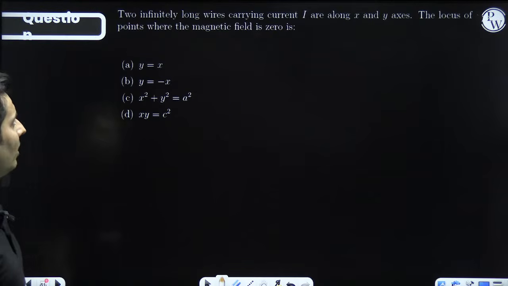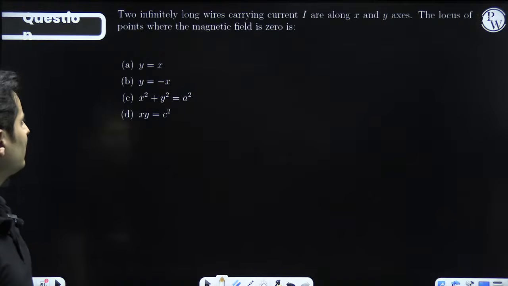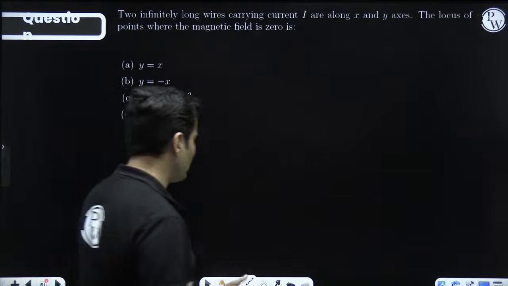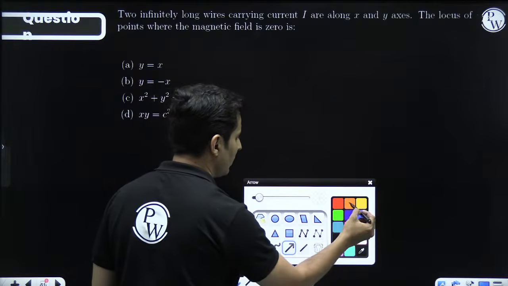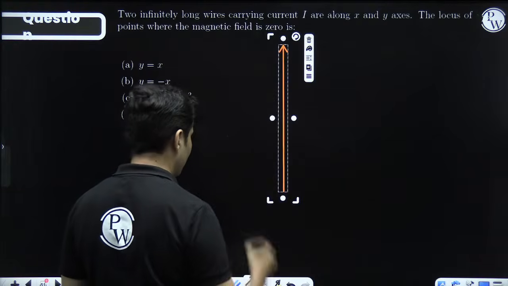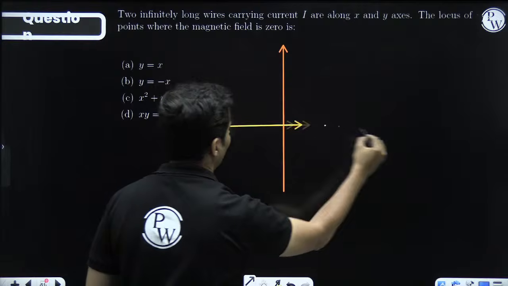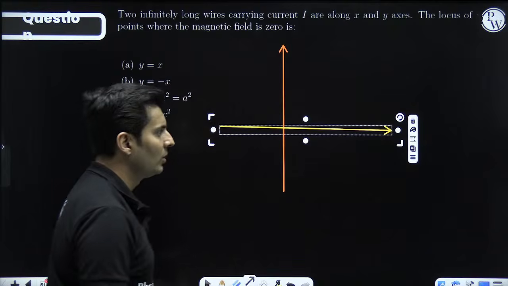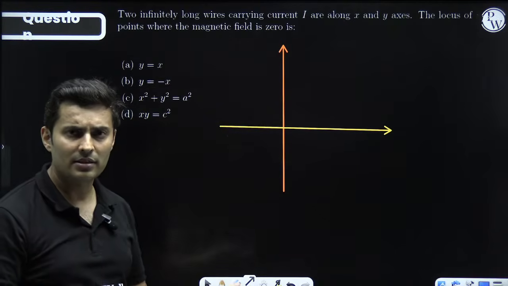So let's move now to one last question before going to Ampere's law. Two infinitely long wires carrying current I are along the x and y axis. What is the locus of points where the magnetic field is 0? Come on, everybody spam the answer in the chat box. There is one wire carrying current like this, another wire carrying current along the x axis. The question is, what's the locus of the points where the magnetic field is 0?